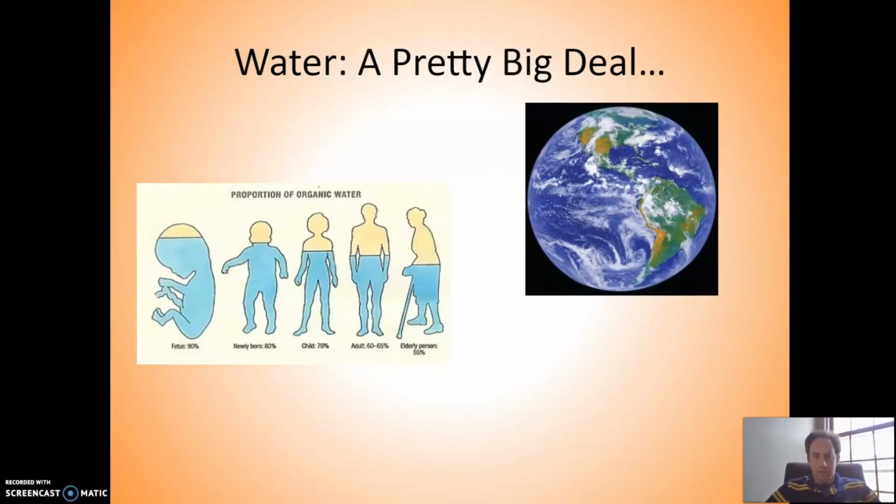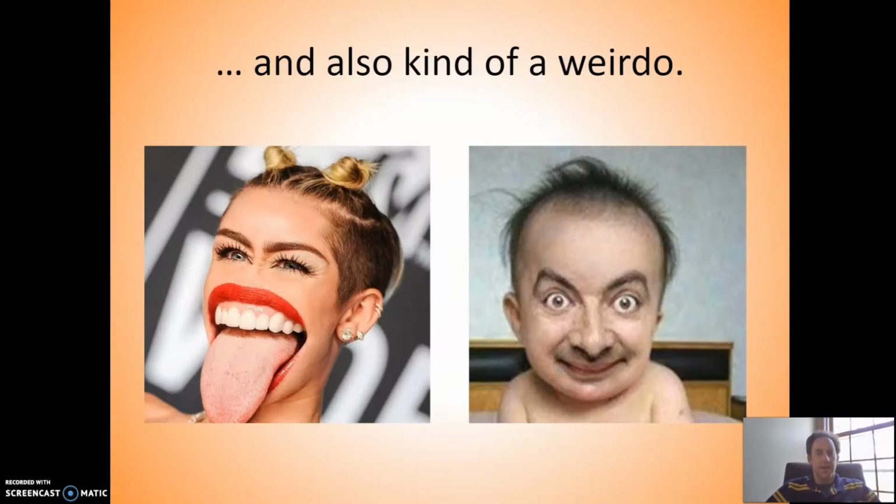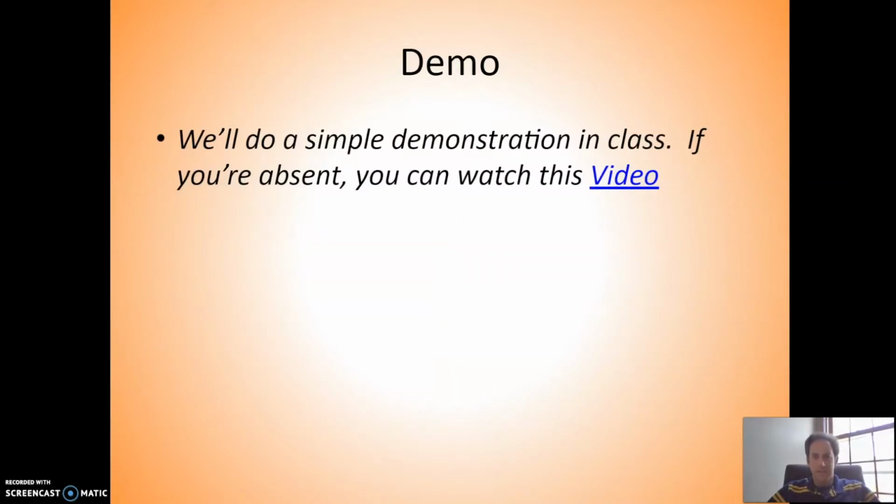Water is obviously a large part of the earth, and so living things like fish and different critters depend on water for surviving. So water is really important in biology. So we really need to understand it. And it turns out it's also kind of a weirdo. So let's get to know water a little bit.